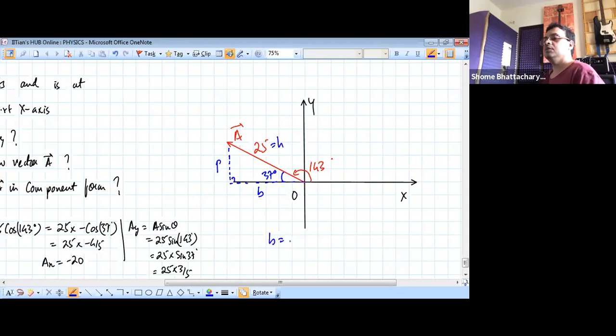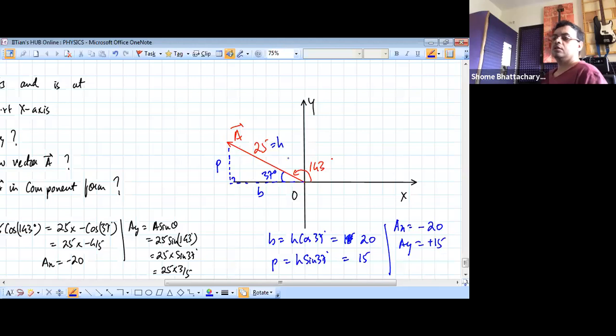The base will be the hypotenuse into cos 37. So that will here become 15, and that will here become 20, and the perpendicular as h sin 37. The hypotenuse is 25 and this is 15. So now I can see that the x component will be negative. Ex I can see will be minus 20 because it's along the negative x-axis, and Ey is plus 15.